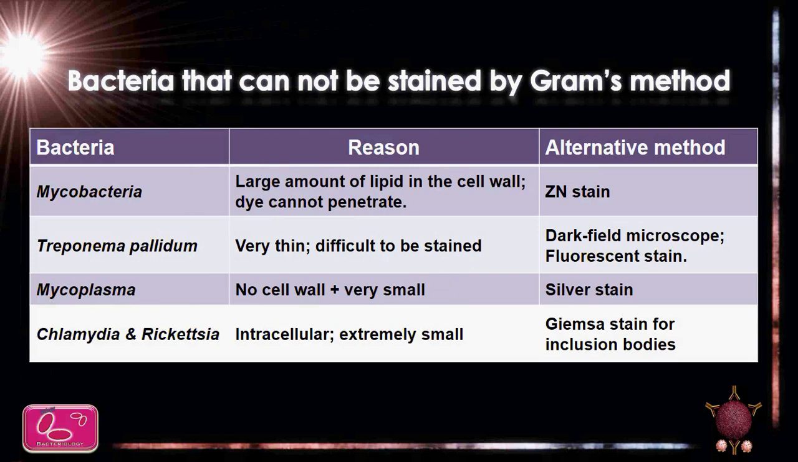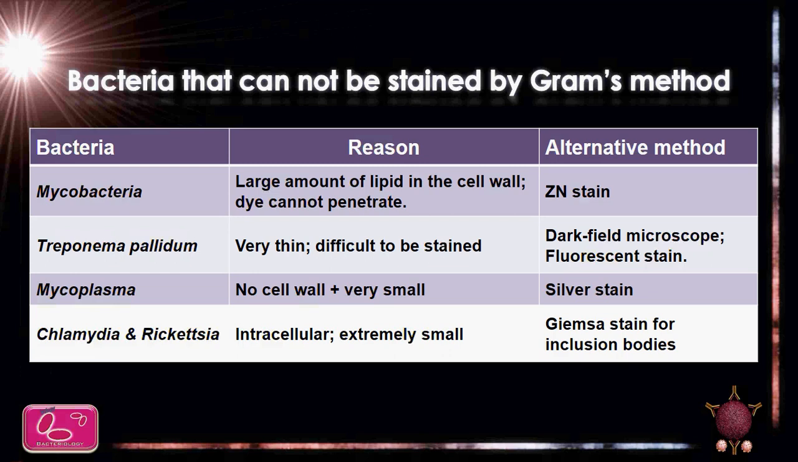Another group is known as the spirochetes, like Treponema pallidum. They are extremely thin, so that's why they are very difficult to stain. So the Gram dyes cannot get fixed within their thin cell wall. That's why we have to use other advanced methods like dark field microscopy, or something we call fluorescent staining.